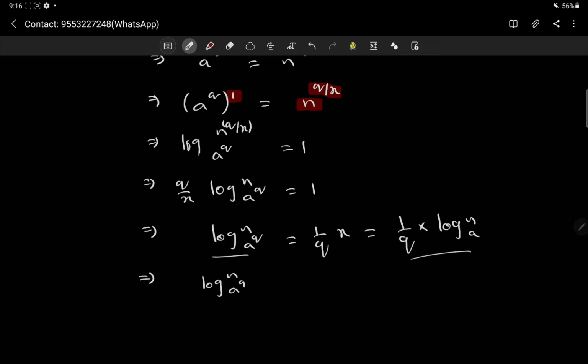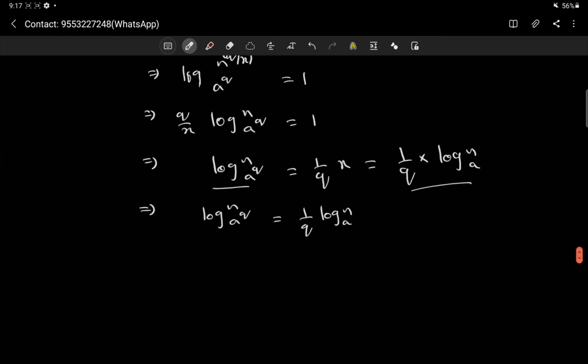Log n base a power q is equal to 1 by q log n base a. This one only we need to prove. Okay, so anyway that has proved. Next we need to discuss about increasing and decreasing functions. So log x base a is an increasing function when base is greater than 1, and log x base a is a decreasing function when base is from 0 to 1.